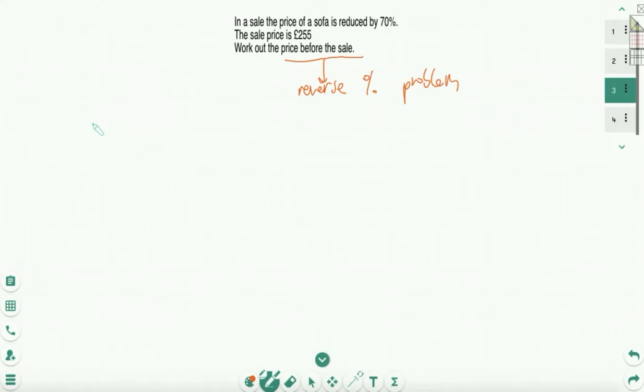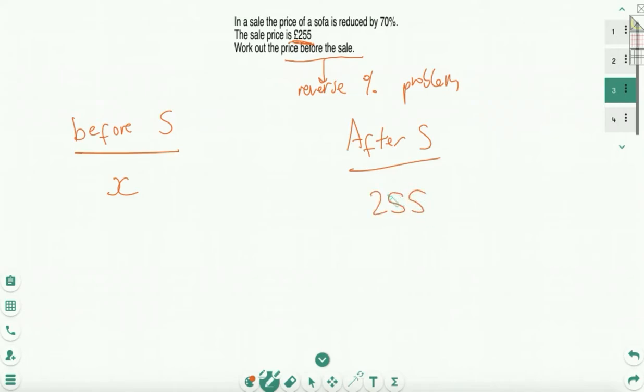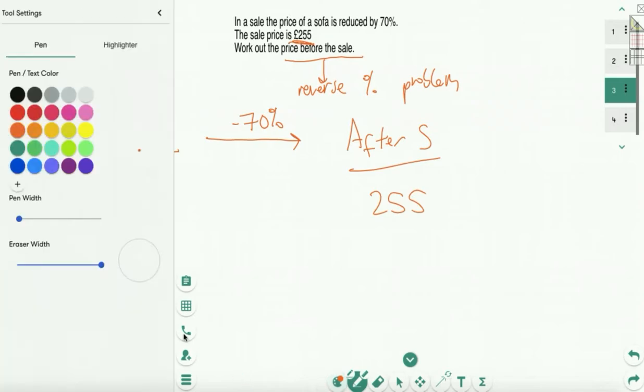So let's draw our timeline. Before the sale and after the sale, or during the sale. We're trying to find the price before the sale. We know the sale price is £255, and the sale is a reduction of 70%, so subtract 70%. But step 1, draw out your timeline, fill it out.